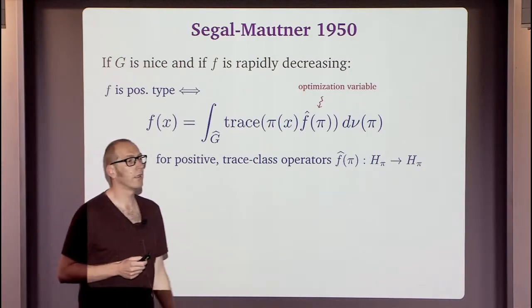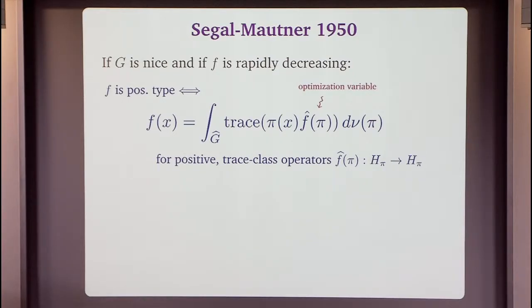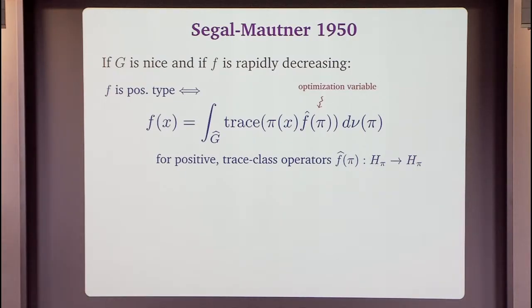F is a function on the group. What does it mean that it's rapidly decreasing? Then you need some differential geometry, some differentiable structure on the group. In all these cases, you can make it very explicit. I mean, you need some extra structure. An arbitrary group doesn't work, but if you have a Lie group, then you can talk about rapidly decreasing.